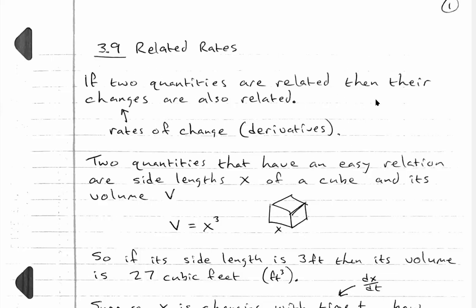All right, so what's the idea? So we have two quantities, and if they're related, then if you change one, it's going to change the other, so that their changes have to be related. And here changes, that's we're talking about rates of change, so derivatives. Let's see an easy example to start with.